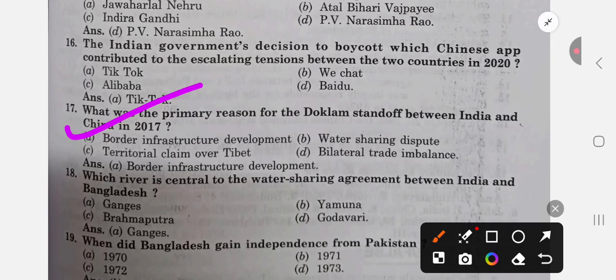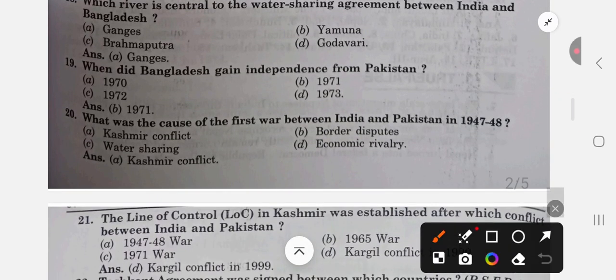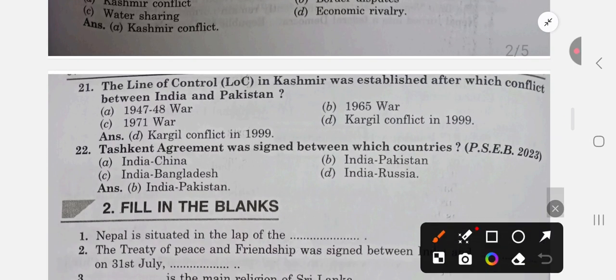Which river is central to the water sharing agreement between India and Bangladesh? It is the Ganges River. When did Bangladesh gain independence from Pakistan? 1971. What was the cause of the first war between India and Pakistan in 1947-48? It was the Kashmir conflict, we would say. The Line of Control in Kashmir was established after which conflict between India and Pakistan? 1947-48 war. It was basically, what it says here, the Kargil conflict.